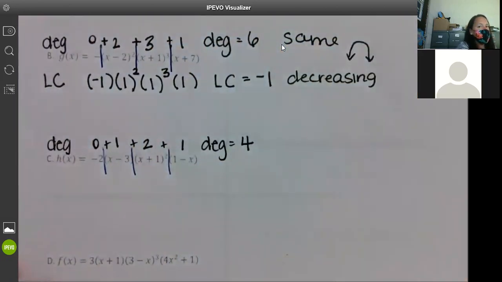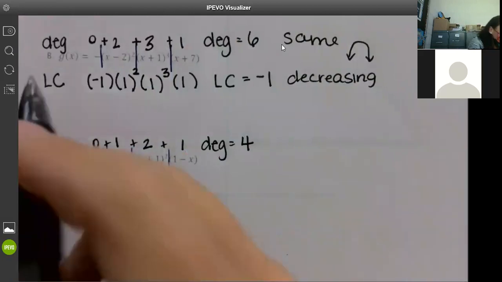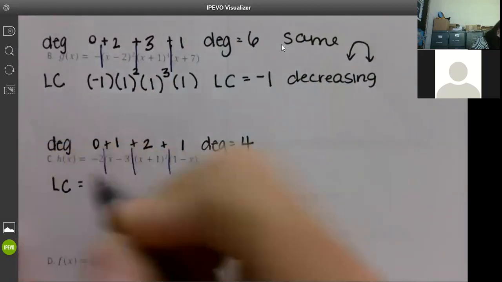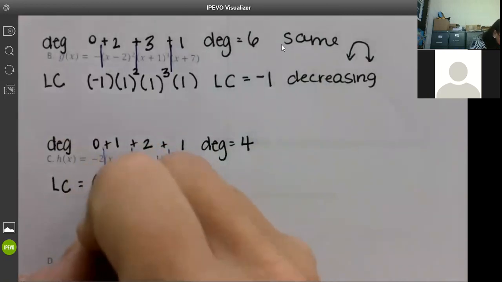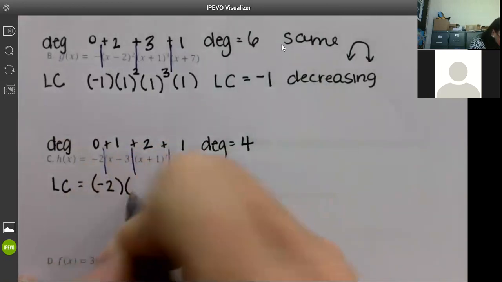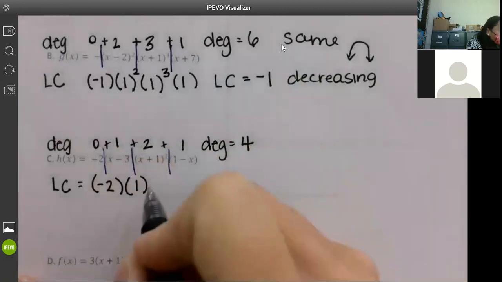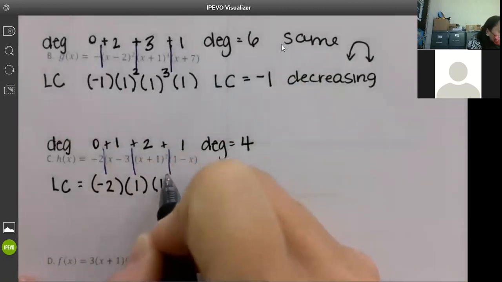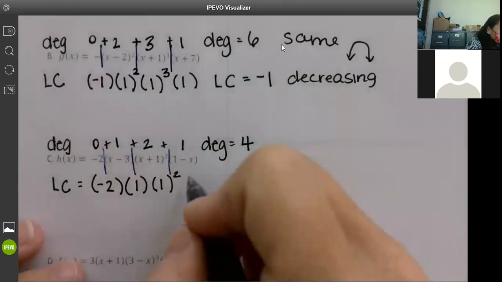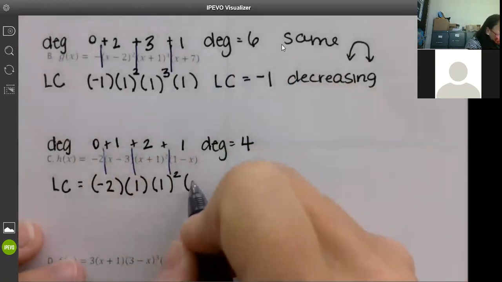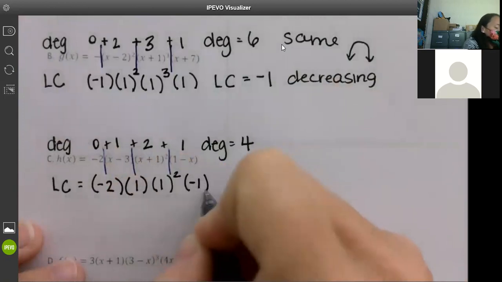Perfect. Now, that 1 minus x being backwards will affect the leading coefficient, okay? So it will affect that. It will not affect the degree. What's your leading coefficient of the first term? -2. Second term? 1. The third term? 1. Don't forget to put the square on there so you can go ahead and start practicing that. And then of the last one? -1, because it's a minus x.